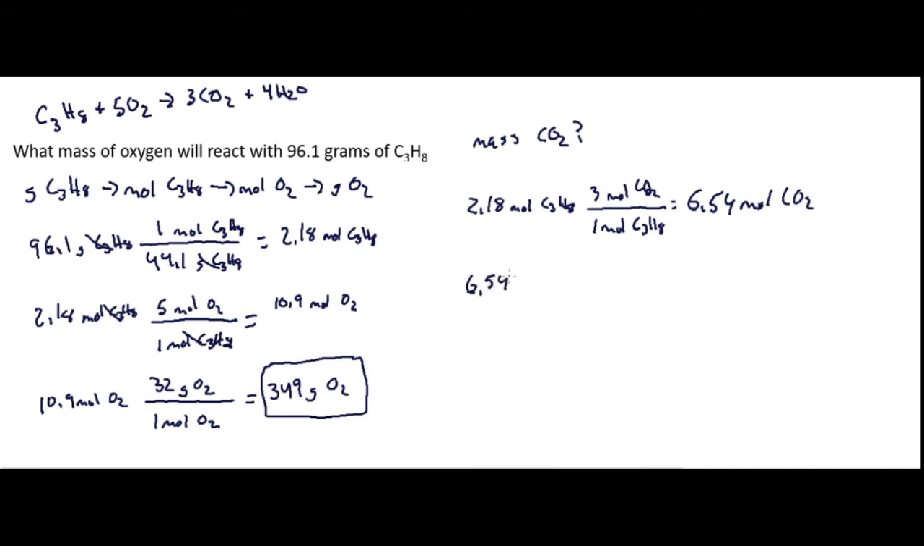Now we can convert the moles of CO2 to grams. So for every 1 mole of CO2, that is 44 grams. And that's going to be equal to 288 grams of CO2.